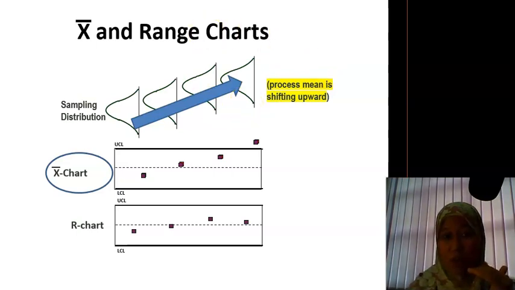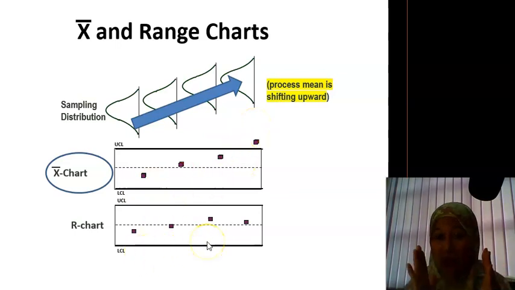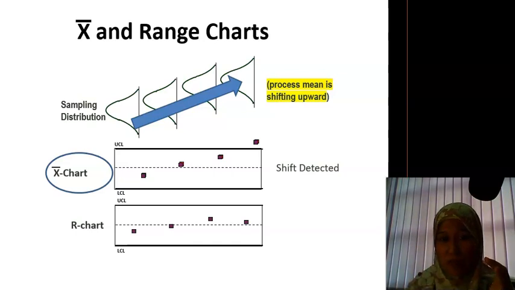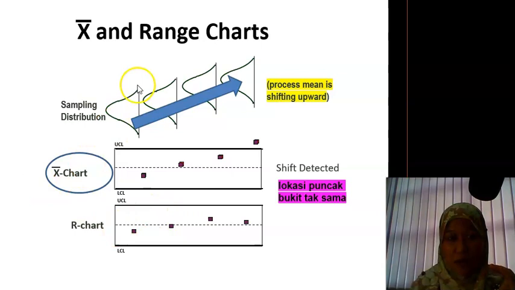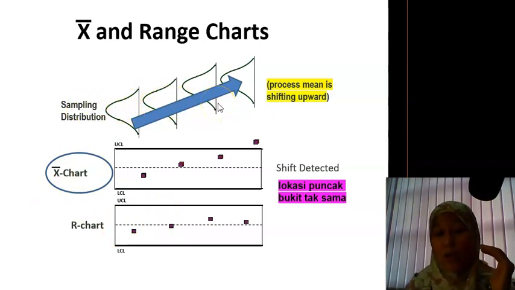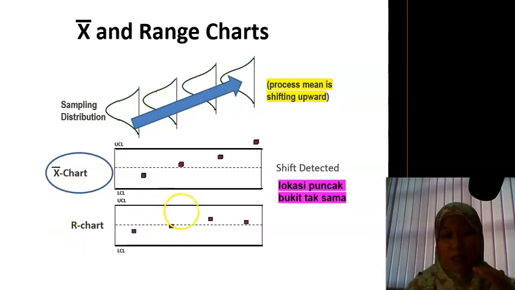Maksud dia dah terkeluar daripada UCL dia dan dia sedang menghadapi masalah. Tapi dari segi R chart, bentuk dia sama, jadi dia tak nampak, kita tak boleh nak baca. Okay. Bentuk sama tapi sebenarnya kedudukan dia have been shifted. Okay. Maksudnya lokasi puncak bukit ni dah berubah. Okay, dia dah tak sama. Sepatutnya dia sebaris. Kalau proses yang normal, yang tak ada masalah, dia akan sebaris. Okay, dalam R chart tak nampak.